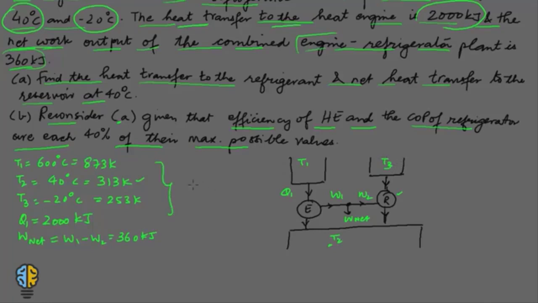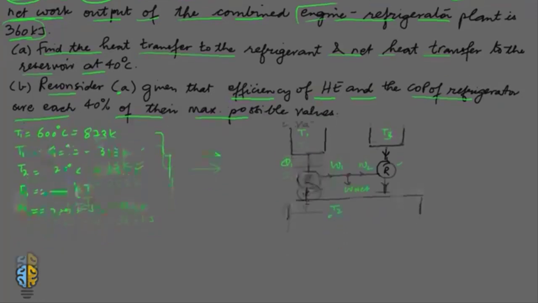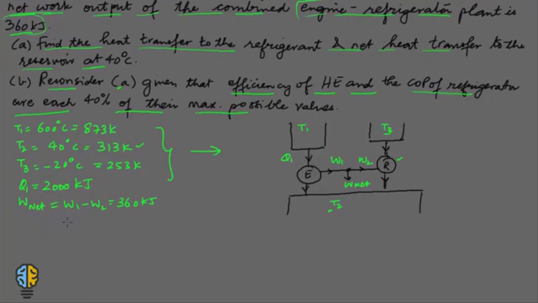Alright, now given this data and by looking at this diagram, I can straight away find out the efficiency of the heat engine, which is the maximum efficiency, 1 minus T2 by T1, isn't it? So this becomes 1 minus 313 upon 873. Now when you take out your scientific calculators, it comes to around 64%, which is 0.642. So this is the maximum efficiency of the heat engine.